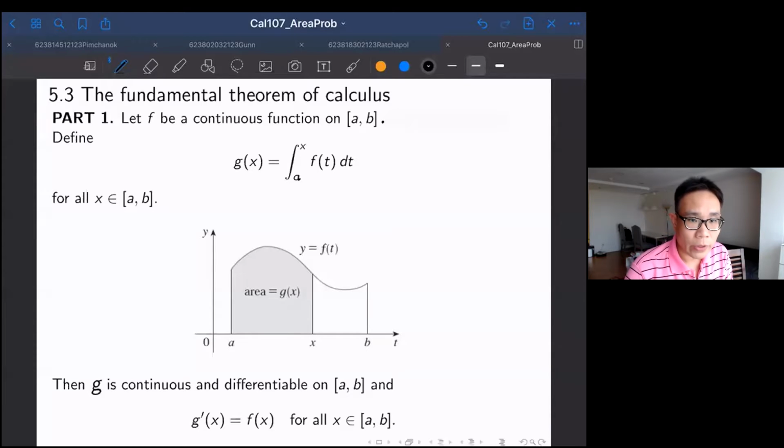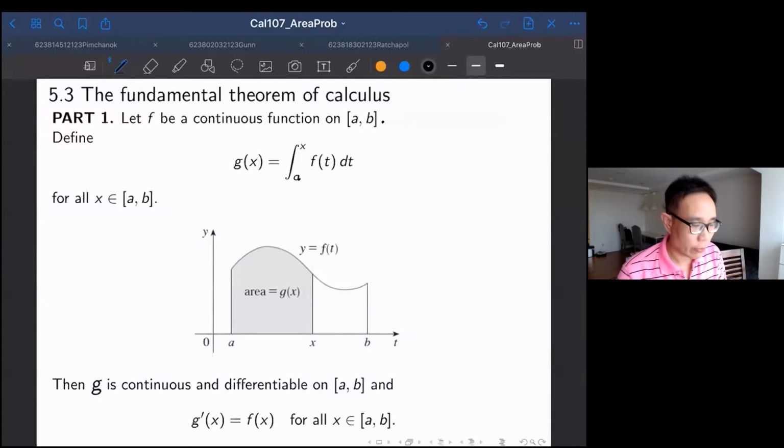In this video, we're going to talk about the fundamental theorem of calculus. This theorem will allow us to find the definite integral more easily than computing the Riemann sum. It consists of two parts. Let f be a continuous function on the interval [a, b].